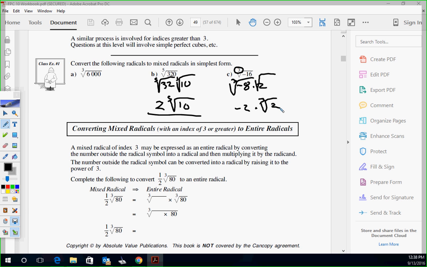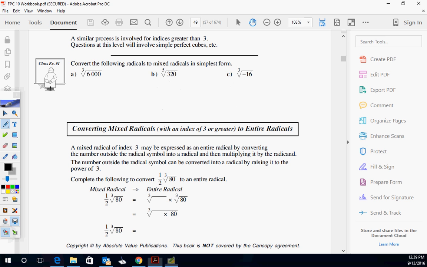Okay, so now we're going again from mixed to entire, so we're going backwards again. It's very important to pay attention to what the index is, because the index will tell you what to do to put it inside. If it's a 3, you cube it. If it's a 5, you raise it to the fifth, whatever you're pushing inside. Okay, so let's see what we're talking about again.